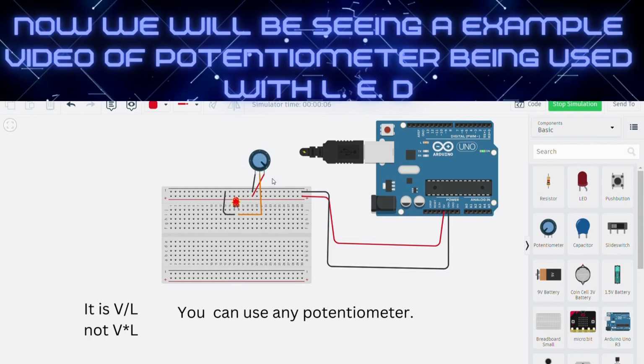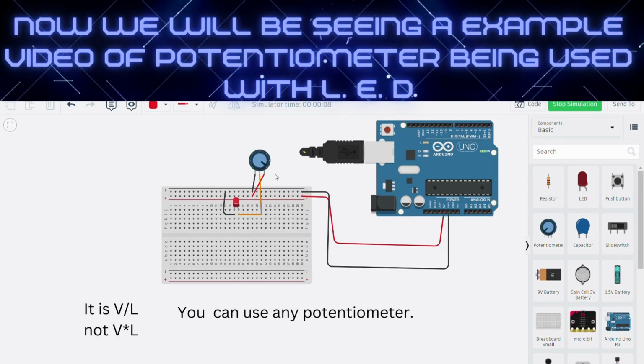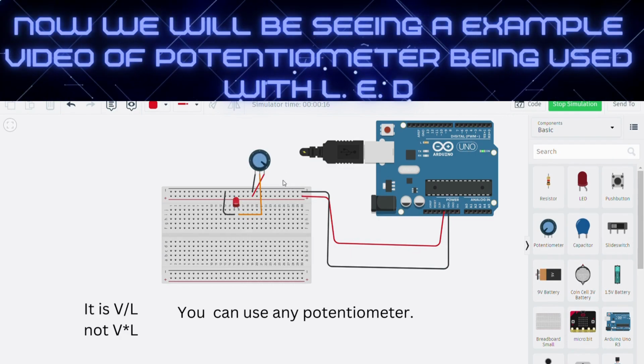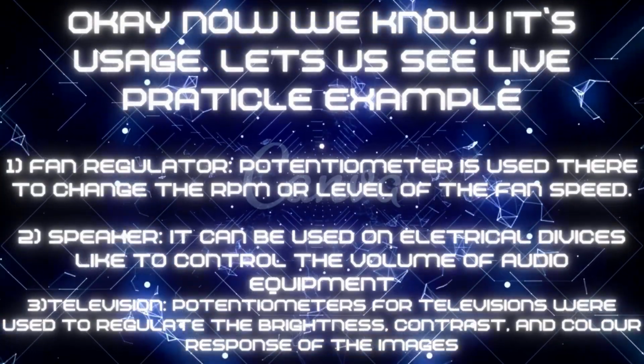The K means potential gradient. It is the potential drop per unit length. It is calculated as V/L, where V is the potential difference between 2 points and L is the distance between 2 points. So here are some examples.